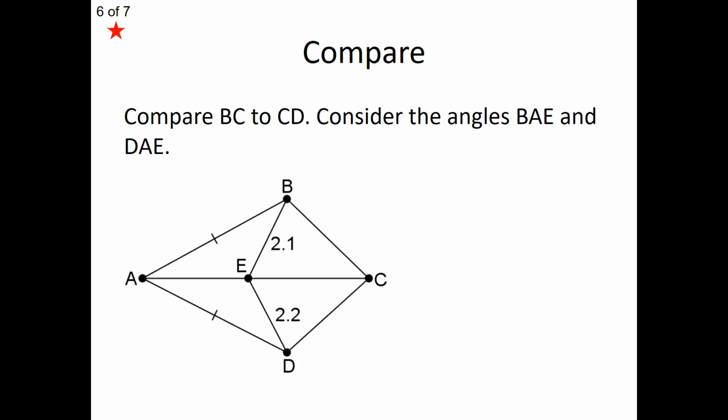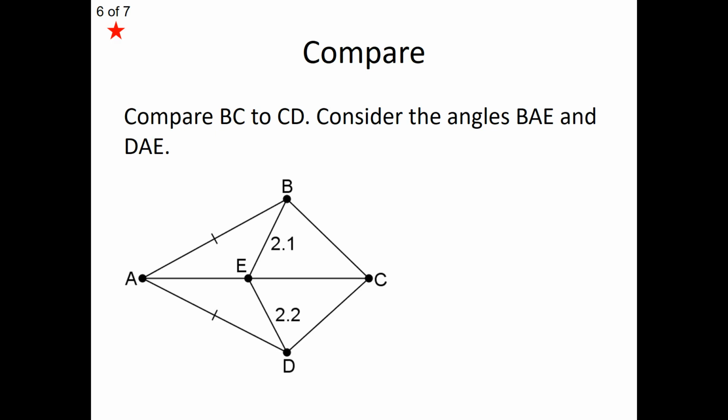Let's look at another example. This is actually a little bit of a tricky one, but it's kind of a fun one. What I wanted you to do is compare the sides BC to CD. In order to compare sides, we need a comparison of angles. In the diagram, we're only given the side measures BE and ED. We're told that BE and ED are different measures. BE is 2.1 and ED is 2.2.